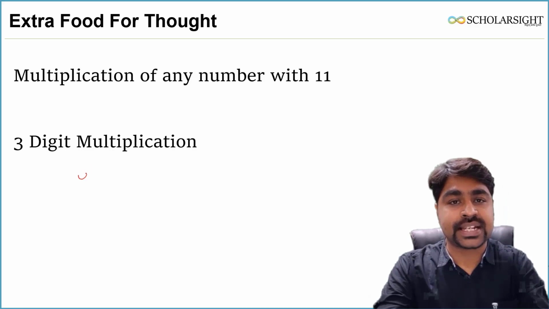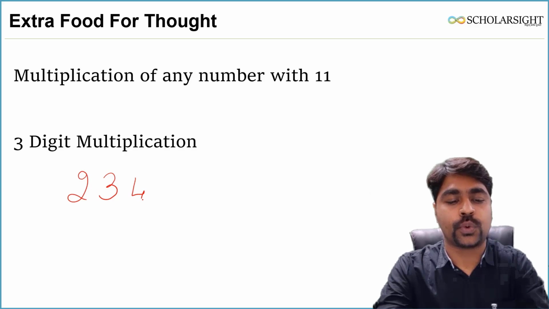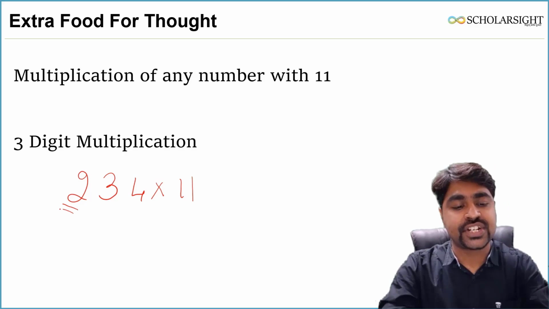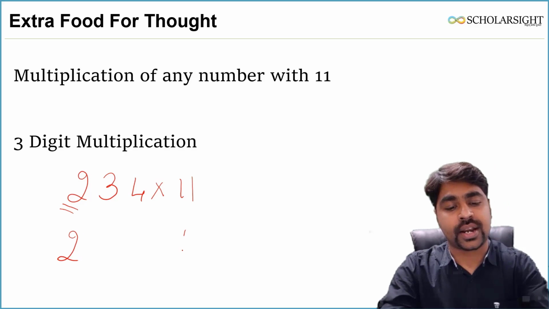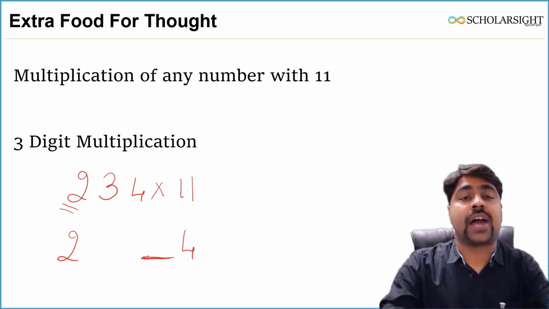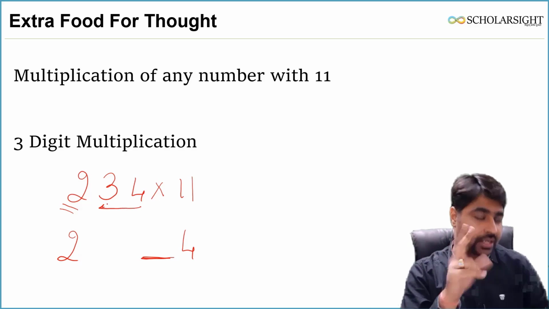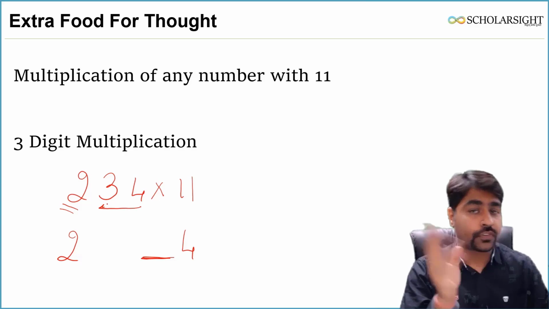See, if the number is, let's say, 234 by 11. How will I do that? I'll write the extreme numbers. I'll write a 2. I'll write a 4. Here, I will do the summation. I'll take pairs of 2 from backwards.